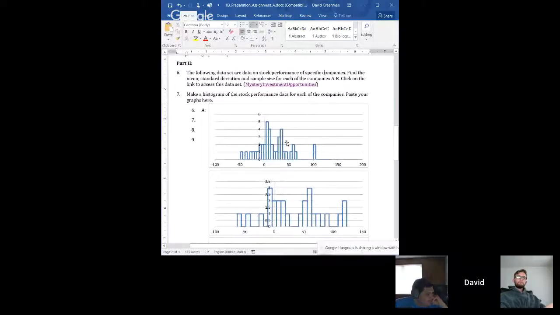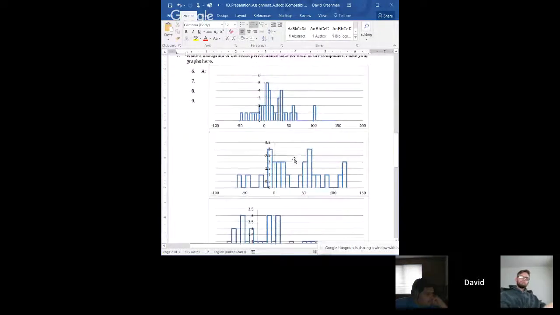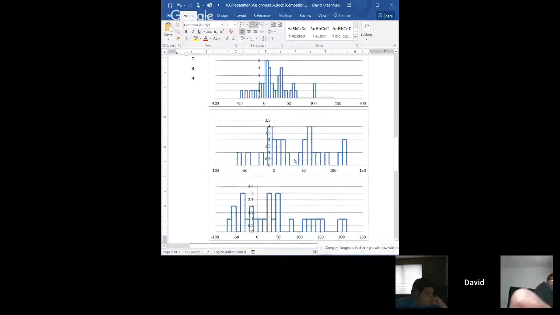Okay, and then the histograms. I'm on it. Let me share my screen and share with you guys what I got. For sure, I did it right. All my calculations are right. Yeah, Company A's got more bars, that's what it looks like. It's definitely multimodal. They're all multimodal, pretty much.